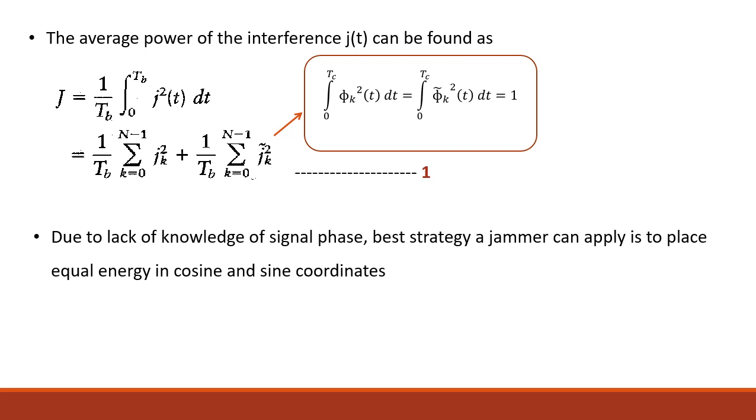Now, since the signal phase is not known to the jammer, the best strategy that a jammer can apply is to place equal energies in the cosine and the sine coordinates. So we can assume that summation k going from 0 to N minus 1 jk square will be equal to summation k going from 0 to N minus 1 jk tilde square. Here the jk's are the cosine coordinates and the jk tildes are the sine coordinates of our signal j of t. So we have assumed that the jammer will place equal energy in the cosine coordinates and the sine coordinates.